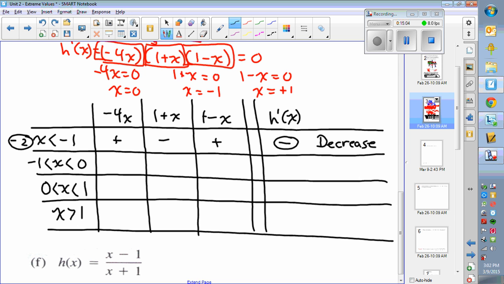Plugging in any number between -1 and 0, I'll choose -1/2. Throwing in -1/2, you get a positive here. -1/2 positive in the second column. -1/2 positive in the third. And you get a positive interval here. It is increasing.